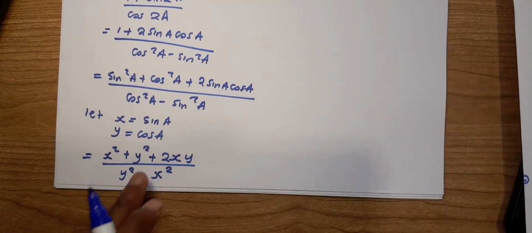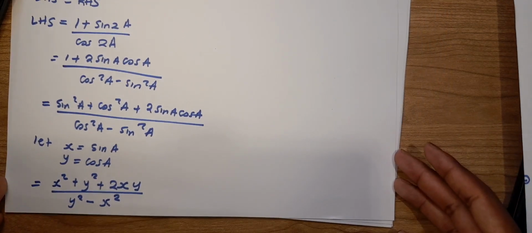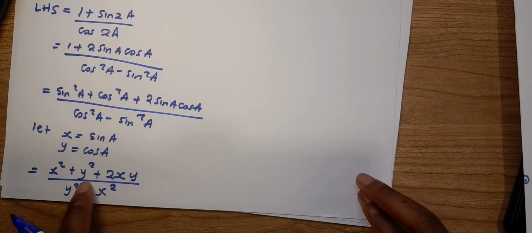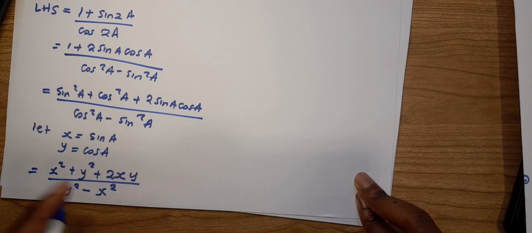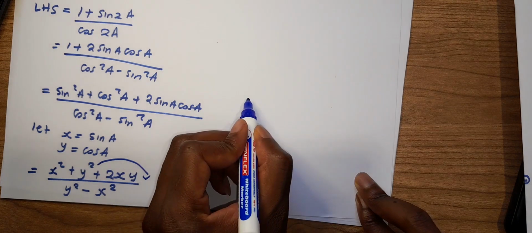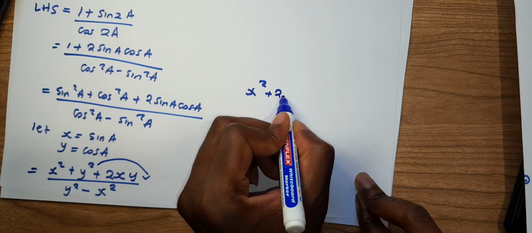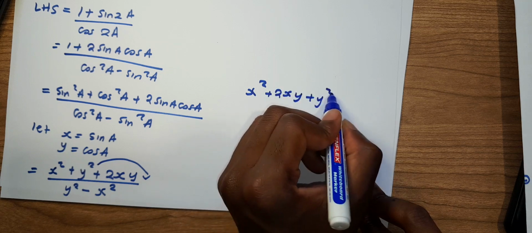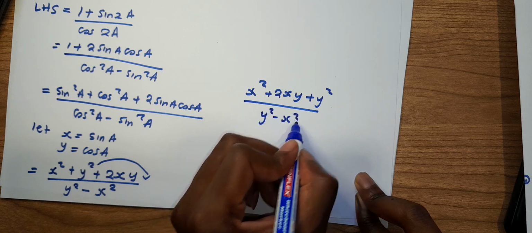So now you need to factorize this. For me, it's much better to factorize x squared and y squared than factorizing the sine. At least I can just take this y squared and put it at the back of this expression, right? So now I'm going to have x squared plus 2xy plus y squared, which equals y squared minus x squared.